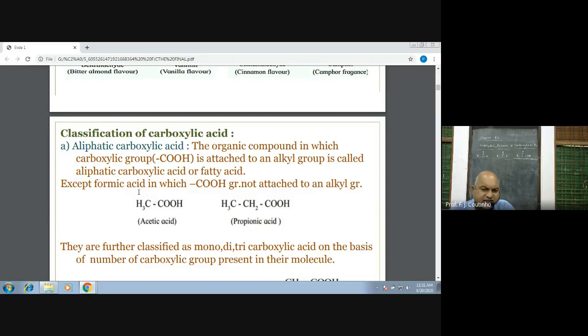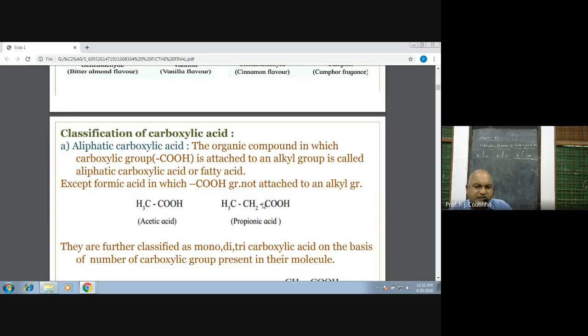Now in this, instead of CH3, that is the methyl group, if there is hydrogen, it is formic acid. Now here it is a methyl group, this is R. In this case it is a methyl group, and that's why it is called acetic acid. Now in this case, R is CH2CH3, which is nothing but ethyl.